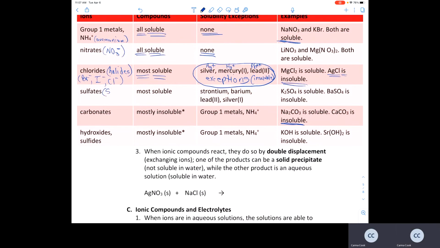If an ionic compound contains a sulfate polyatomic ion, SO4 2-, then most of them are soluble, and there are, again, some exceptions. These are the exceptions. If an ionic compound contains a carbonate polyatomic ion, CO3 2-, then more than likely it will be insoluble. But there are a couple of exceptions.